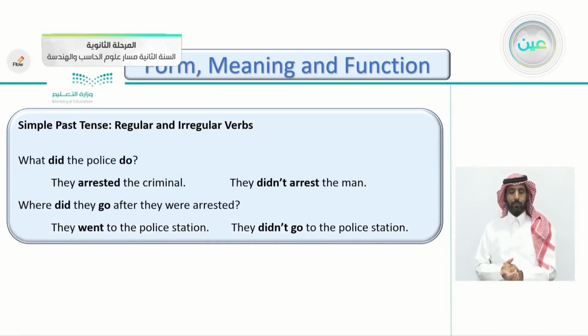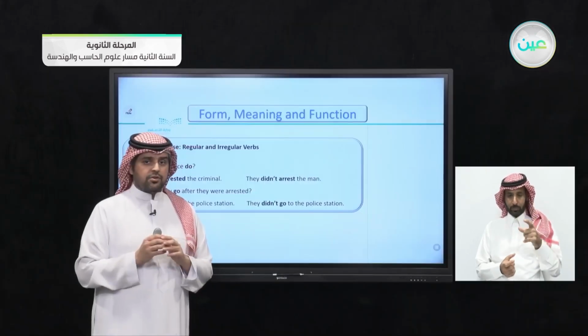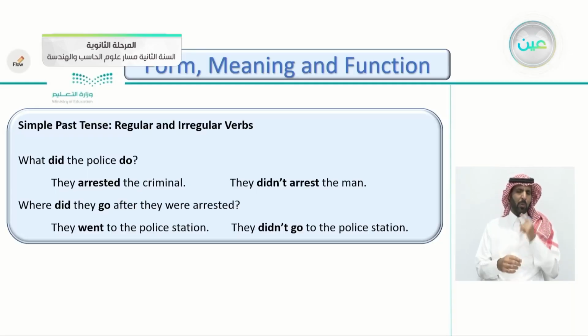The second part here, the simple past tense, regular and irregular verbs. So please focus here because a lot of people make mistakes in this area. What did the police do? They arrested the criminal. They didn't arrest the man. Again, they arrested the criminal. The second answer, they didn't arrest the man.